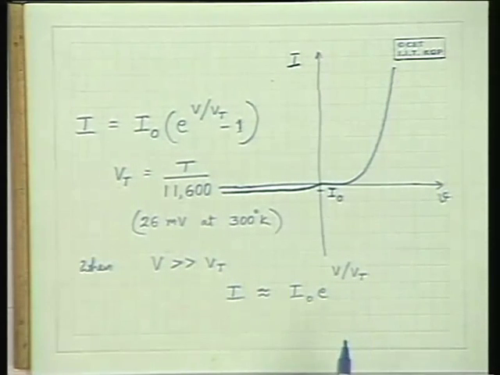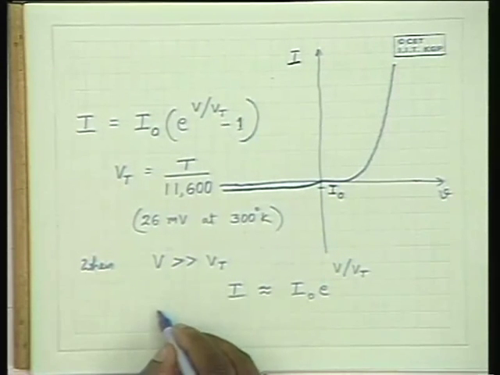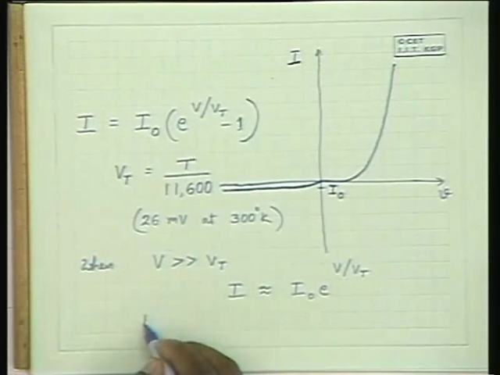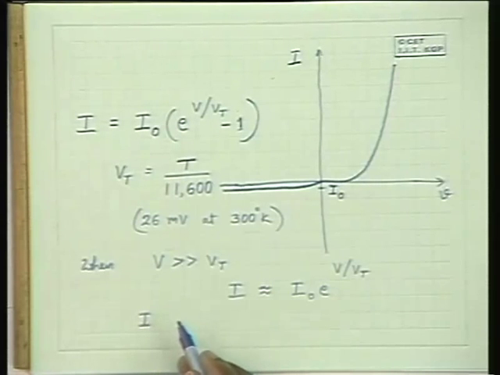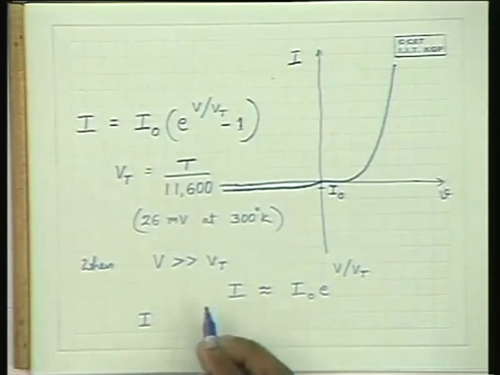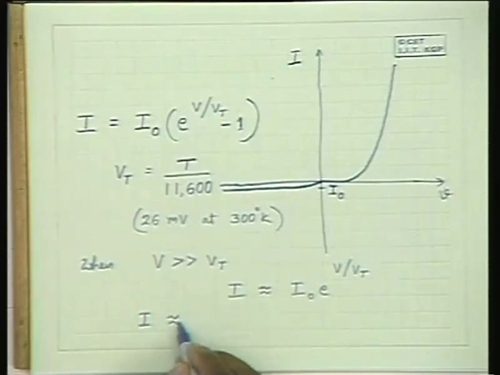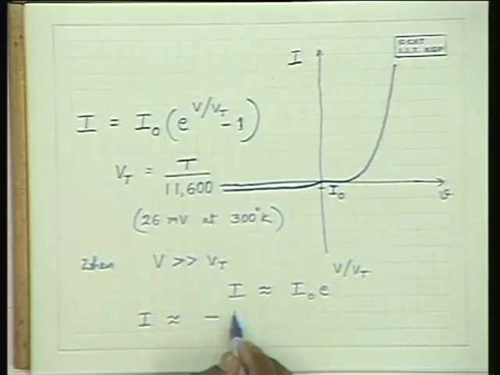and please note that when V is negative and much larger than Vt, I is approximately equal to minus I naught.